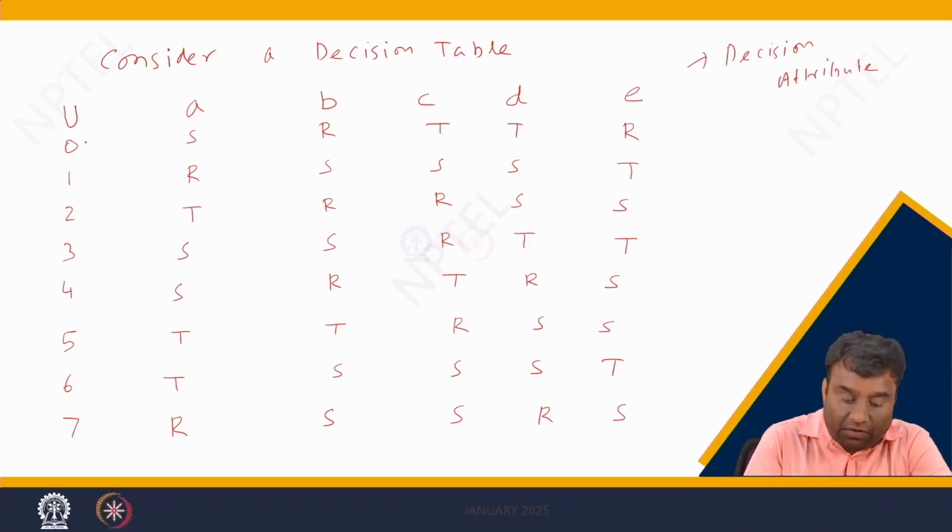So here the value of the conditional attributes for object 0 is S, B value is R, C is T, D is T, and decision value is R. Similarly, for 1, the values are R, S, S, S, T. For 2, values are T, R, R, S, S. For 3, values are S, S, R, T, T. For 4, values are S, R, T, R, S. For 5, values are T, T, R, S, S. For 6, values are T, S, S, S, T. For 7, values are R, S, S, R, S.